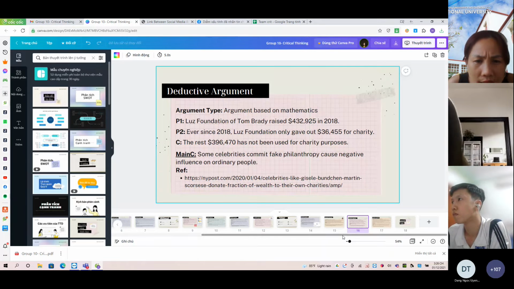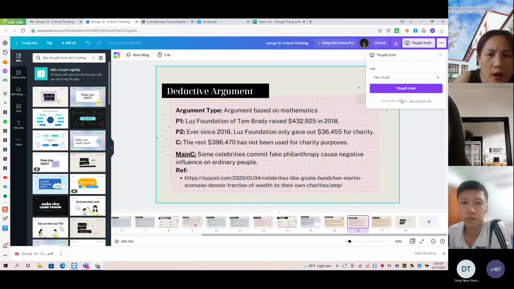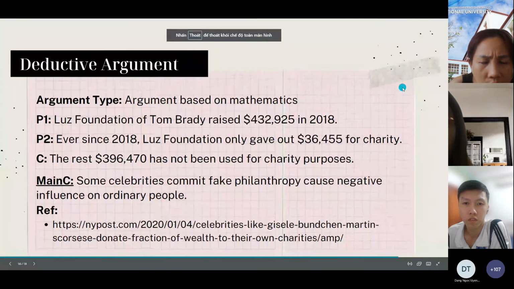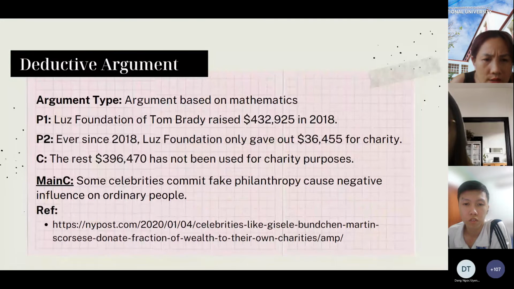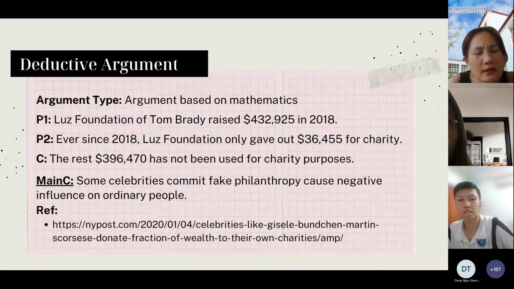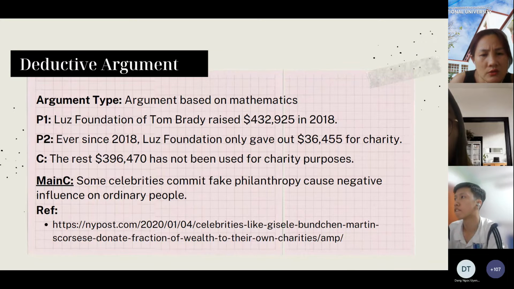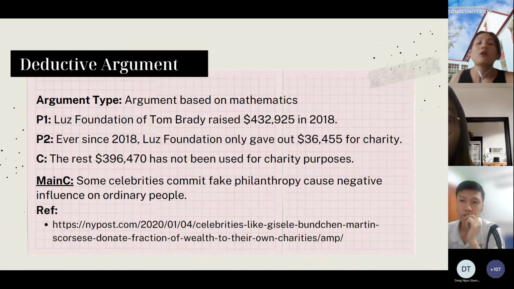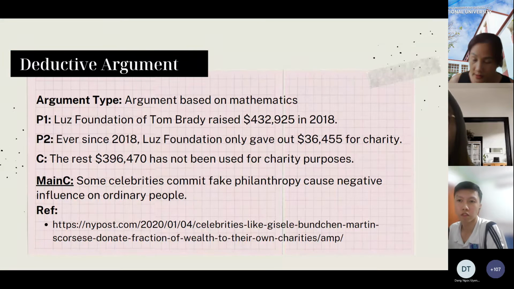Yes, the math. Okay, here, you make the data from this source, and then you make a conclusion. Some celebrities commit fake activities or purposes or something like this. Is it hasty? Because this is only one of the celebrities who has been accused of fake philanthropy. In the reference, there are more, but this one fits with the argument. So you pick up only one, but there are more. Yes, you should say so. Otherwise, people will judge based on the written argument here.